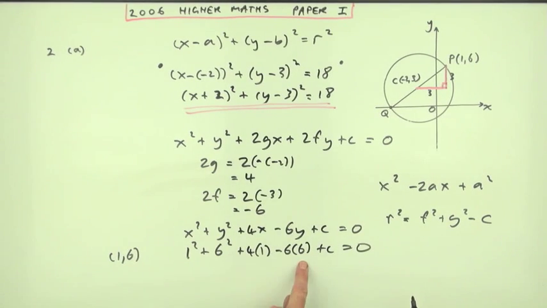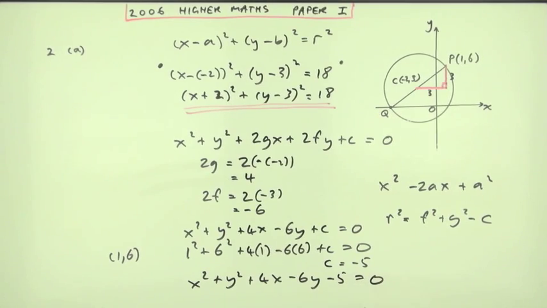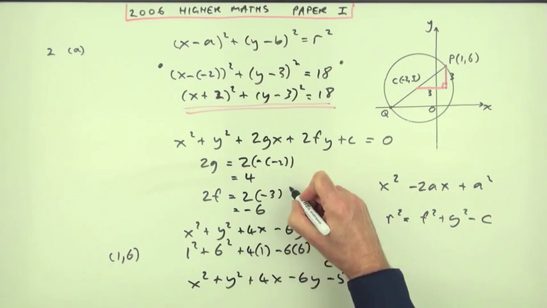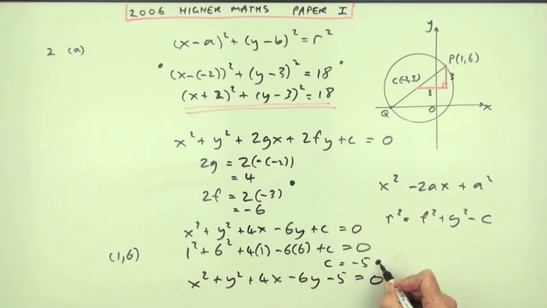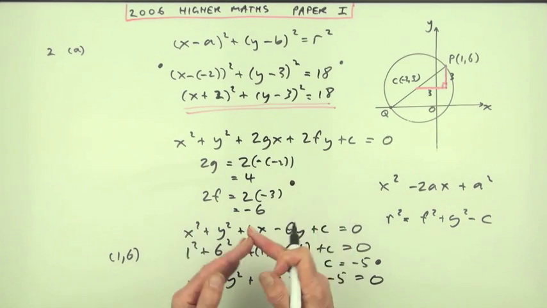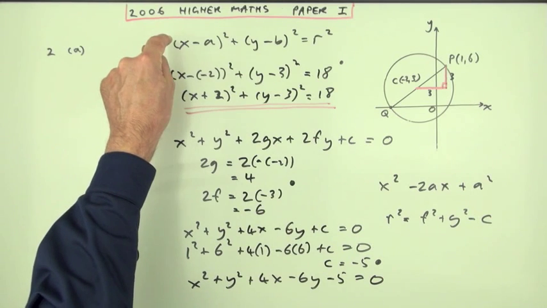Well, that's 36 minus 36. That's 1 plus 4 is 5. Take the 5 across, so c is negative 5. Then you can finish it off. X squared plus y squared plus 4x minus 6y minus 5 equals 0 for your 2 marks. The first mark for those two, and the second mark for getting c. Much messier. Don't do it. Use the shifted equation.